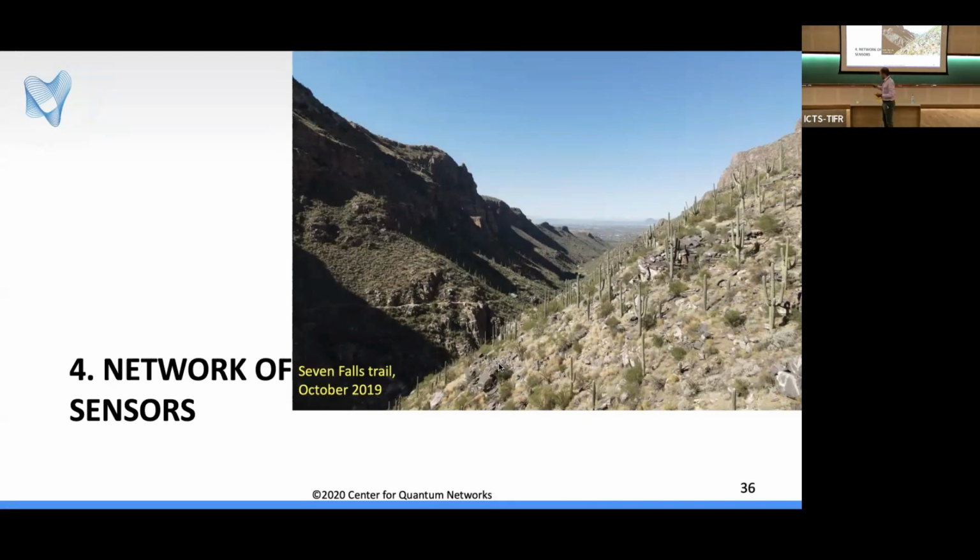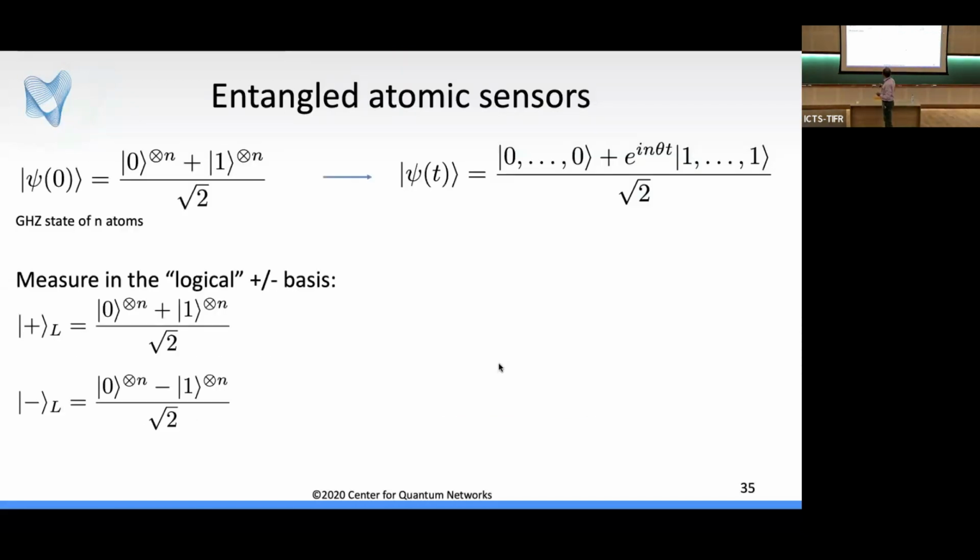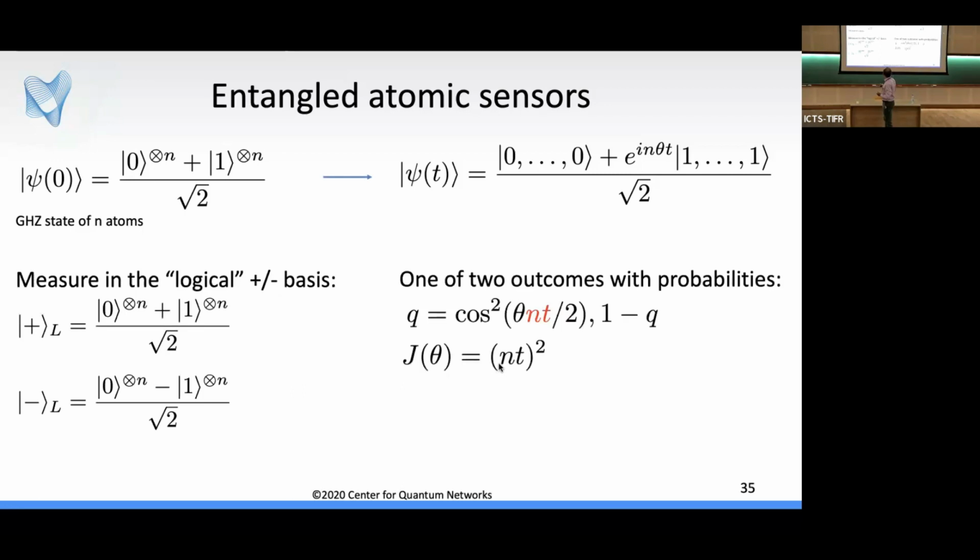So this is the slide where we stopped to take questions yesterday. And before this slide, I'll go one slide backwards for a moment. Here is the slide where we discussed how if I had n atoms and each one was subjected to the same field, that preparing the atoms in this GHZ state can get you the Heisenberg limited sensitivity. And you had seen this example in multiple talks in the last few days.